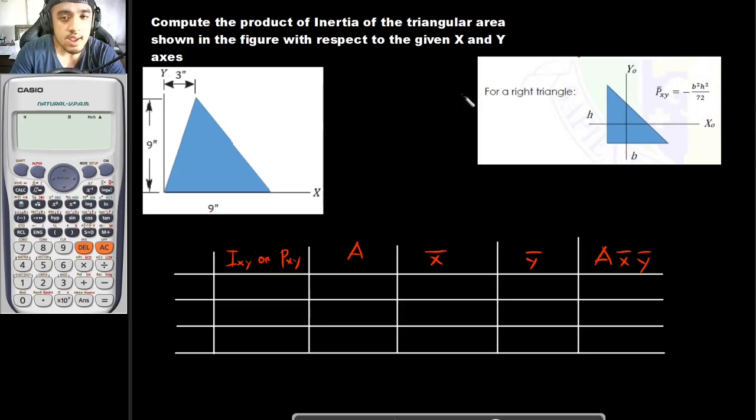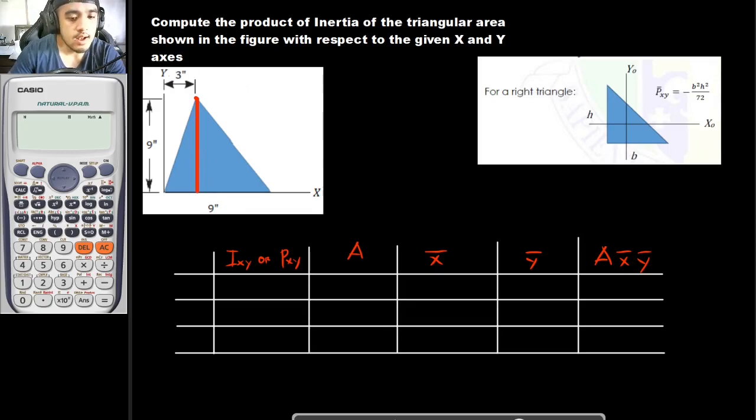As you can see here, this is the formula for the product of inertia about the centroid of a right triangle. And do you think that this is a right triangle? As per inspection, this is not a right triangle. So what I would be doing now is dividing this into right triangles. I would be passing a line here, and there we actually have two right triangles already.